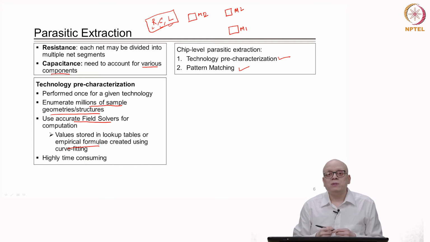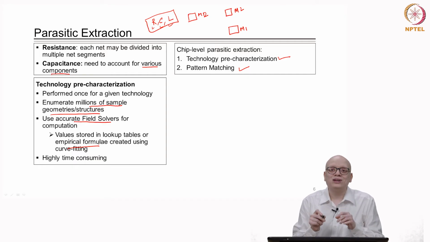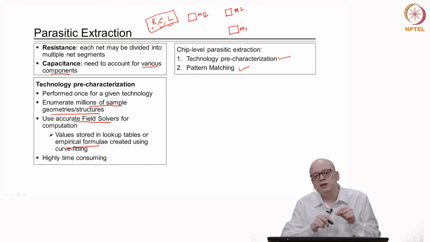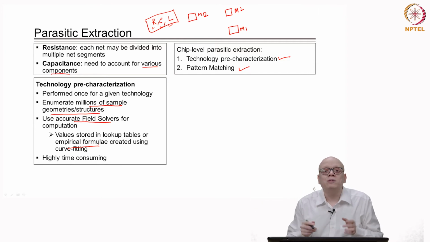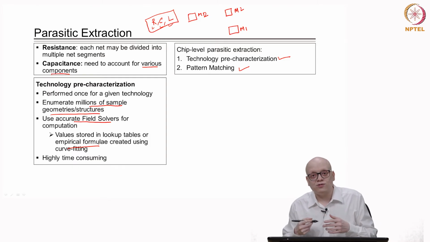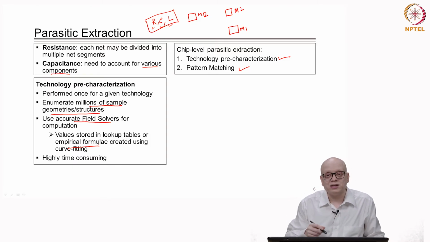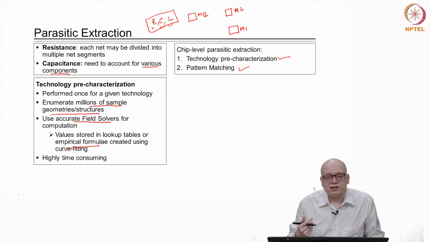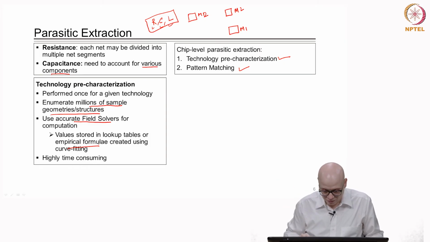Now, this pre-characterization task is very time consuming, but fortunately we need to do it only once for a given technology, and this information will be utilized by all the designs that will be fabricated using this technology. Therefore, the cost invested or effort gone into technology pre-characterization gets distributed or amortized over multiple designs, and the effective cost of technology pre-characterization comes down.